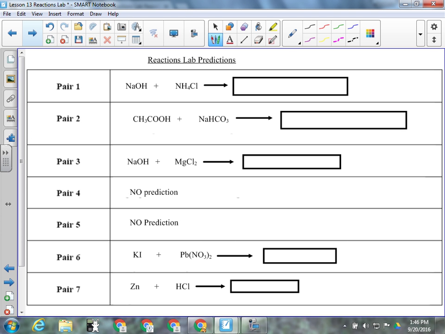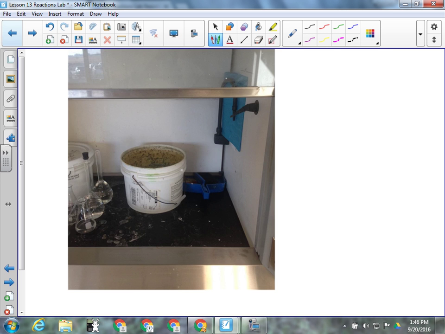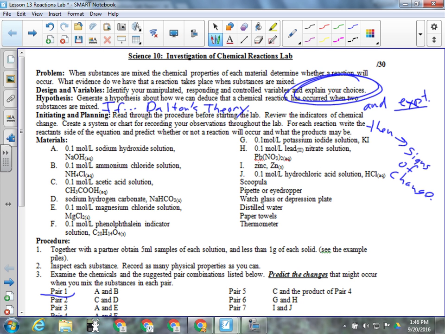Pair 4 and pair 5, you don't have to predict because it's not a kind of reaction that we actually go over in Science 10, but it does have some value in terms of seeing certain signs of a chemical reaction, so we'll still be doing them. You just don't have to predict or write the reactions for them. So that's your initiating and planning part there.